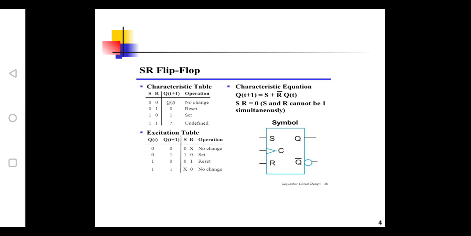And coming to the third table, which is called an excitation table, which is used in order to convert one flip-flop to the other flip-flop. So in order to understand the excitation table, we need to first write down the complete characteristic table with 8 rows in such a way that, by comparing the output values, we write down the variables of S and R.